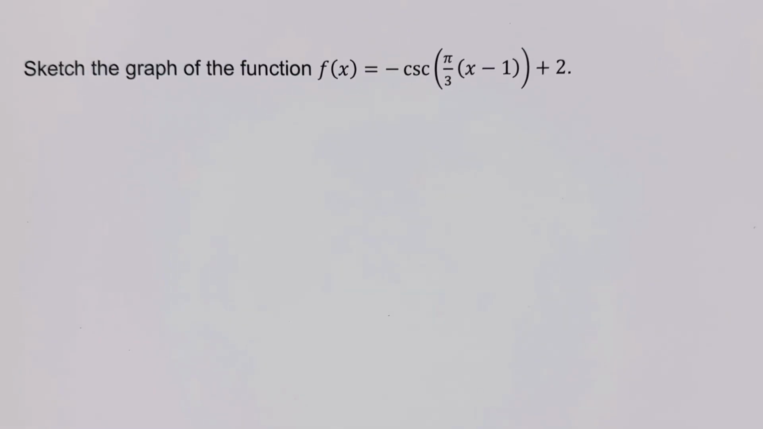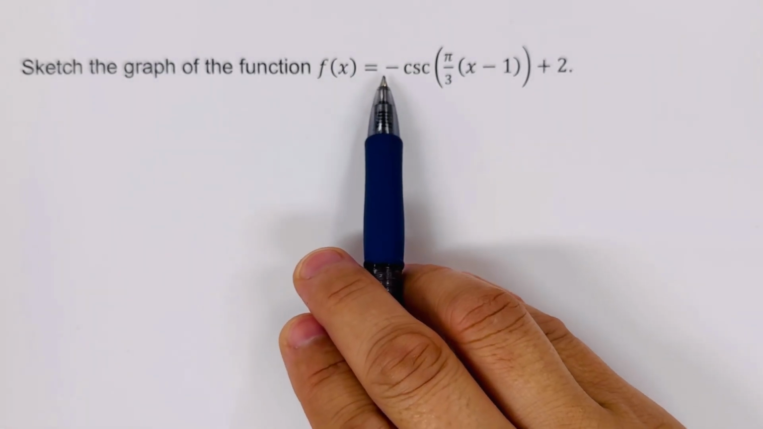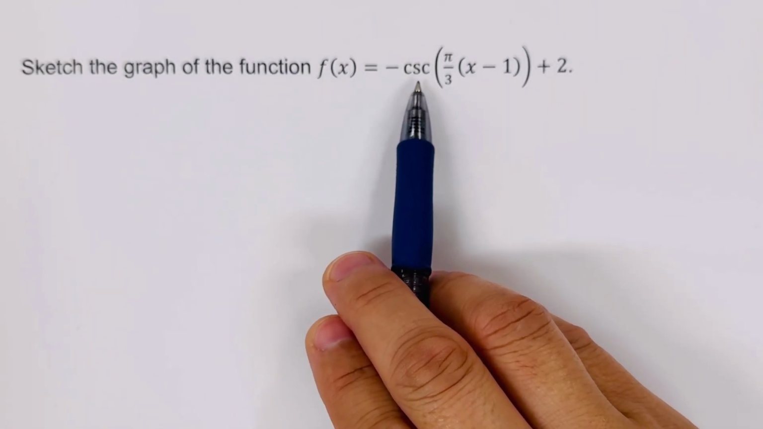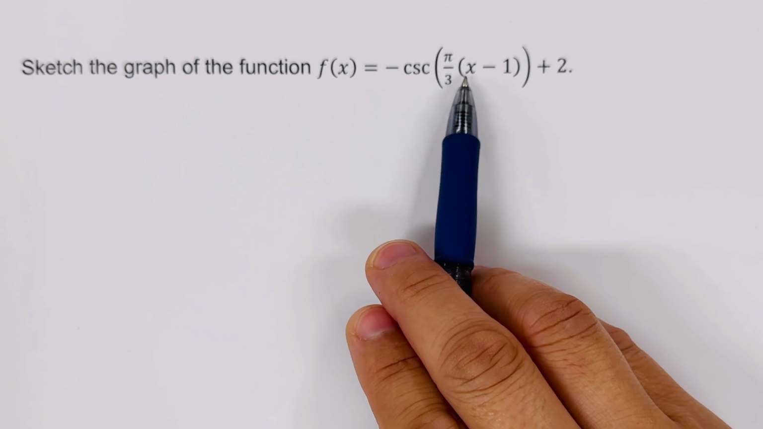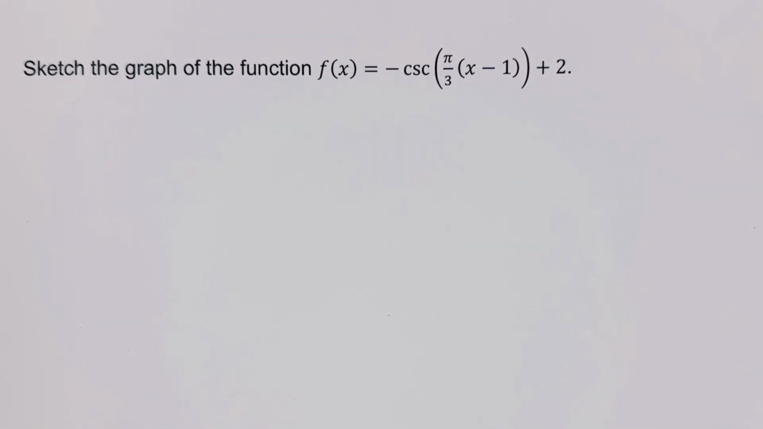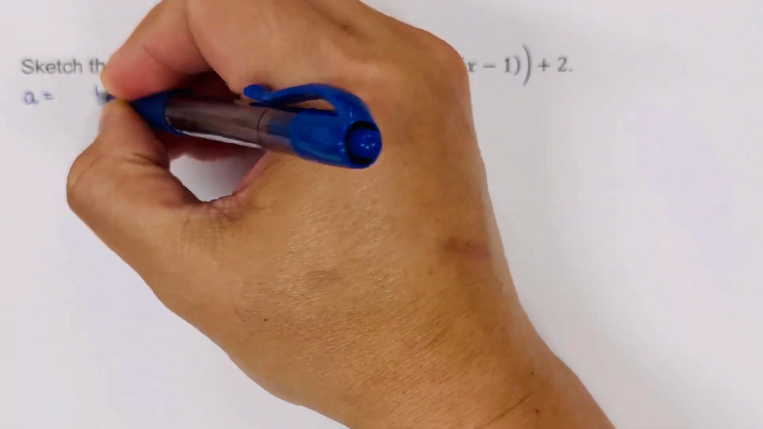Hello everyone. This video will show how to sketch a one-cycle graph of a cosecant function. In this example, we're given the function f of x equals negative cosecant of pi over 3 quantity x minus 1 plus 2. So the first step that we need to do is to determine the parameters.